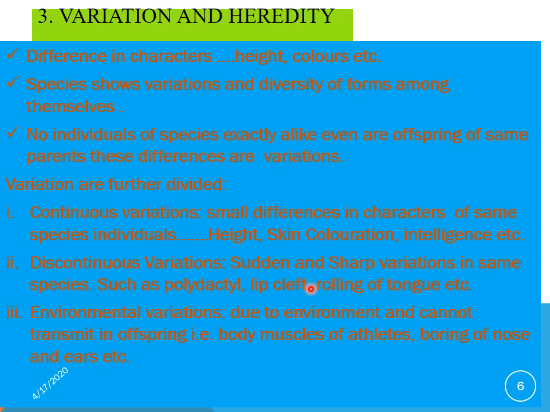Environmental variations are non-heritable; they affect your somatic cells, the body cells. Body muscles of athletes are not necessarily transmitted to their offspring. If our father is athletic, it's not necessary that our son should be athletic, with muscles already developed. Boring of nose and ears is also not necessarily transmitted to their offspring.